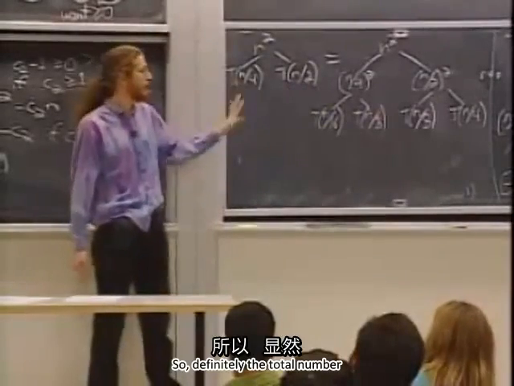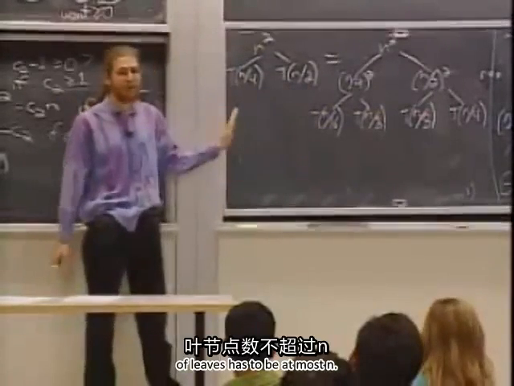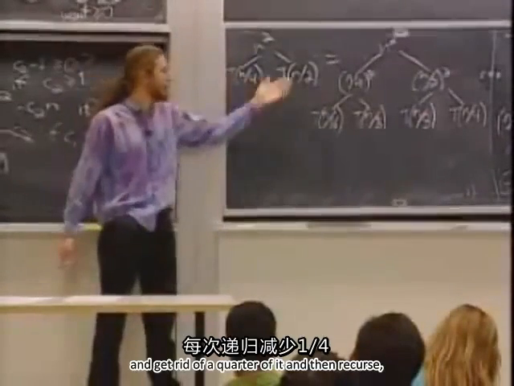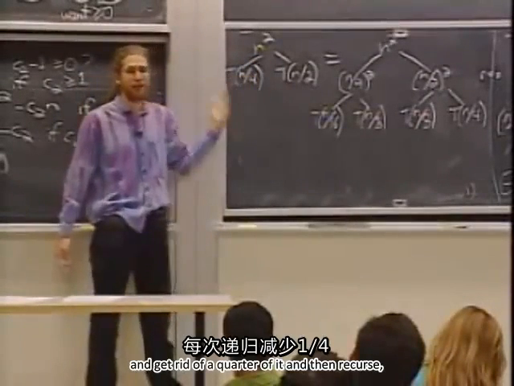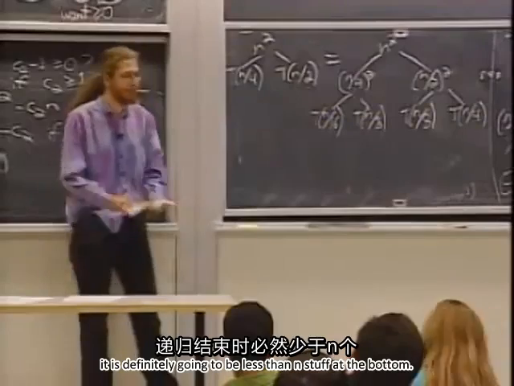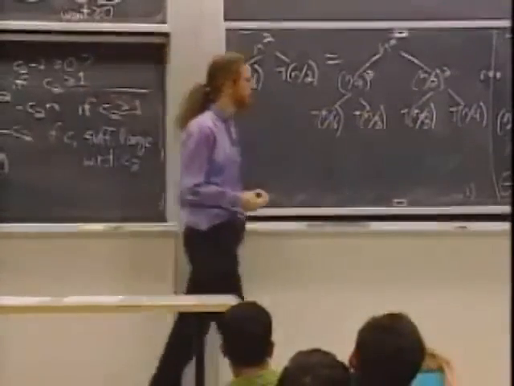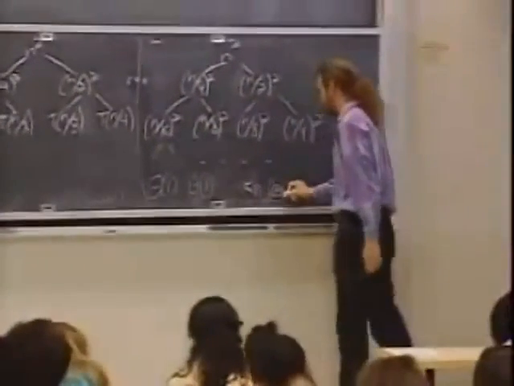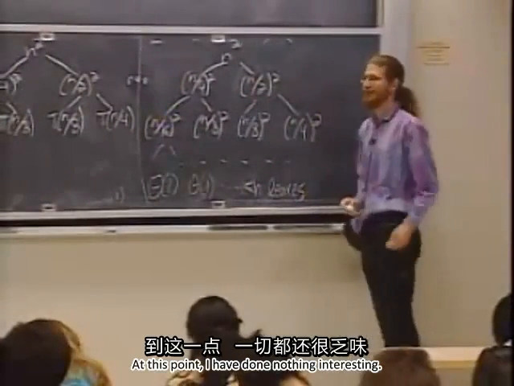So definitely, the total number of leaves has to be at most n. Because I start out with n sort of stuff, and I get rid of 1/4 of it and then recurse. And so it's definitely going to be less than n stuff at the bottom. So strictly less than n leaves. Okay, at this point, I've done nothing interesting.